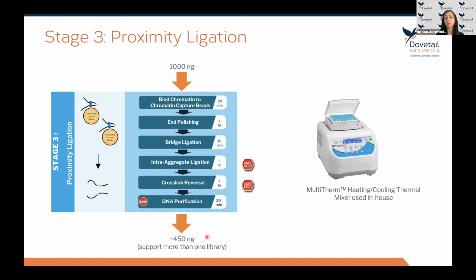In that case, you can generate the libraries from this DNA, and you don't have to run the assay from the start. The intra-aggregate ligation reaction and the crosslink reversal reaction are incubated for 1 hour, but you can leave these reactions incubated overnight for convenience. All of these reactions are also incubated in a thermal mixer, so with shaking. Here's an example of the thermal mixer we use in-house. It's a standard mixer which has heating and cooling function. There is really no specialized equipment that you need in order to run the Micro-C assay in the lab.